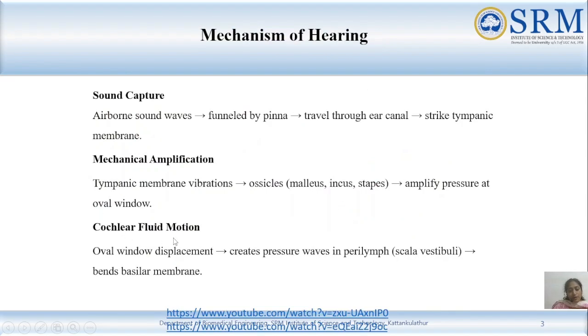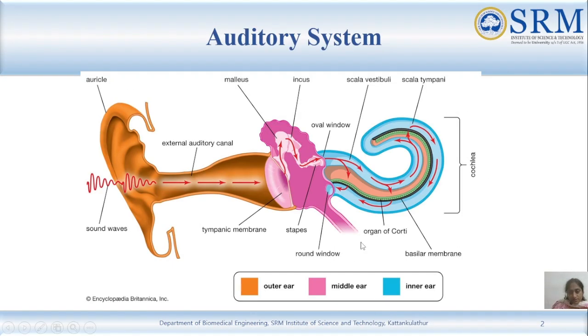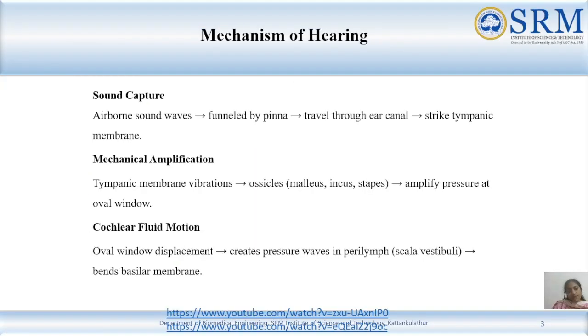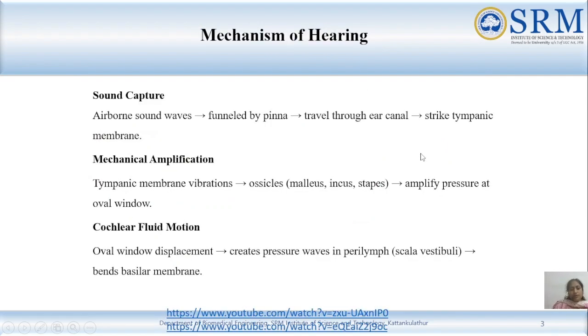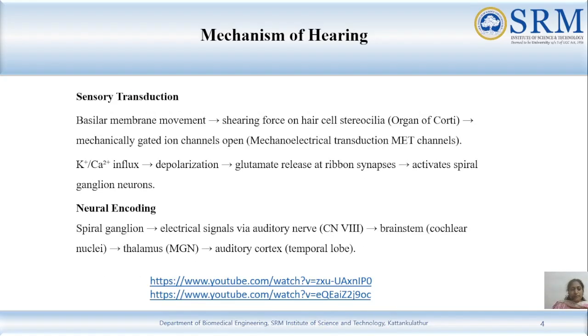So coming to the cochlear fluid motion, the oval window displacement creates pressure waves in the perilymph, which is in the scala vestibuli, the top region, and from here sound waves further travel into the scala tympani. So this is the scala tympani, and the black region shown here is the basilar membrane. So the pressure waves in the perilymph are basically causing the bending of the basilar membrane.